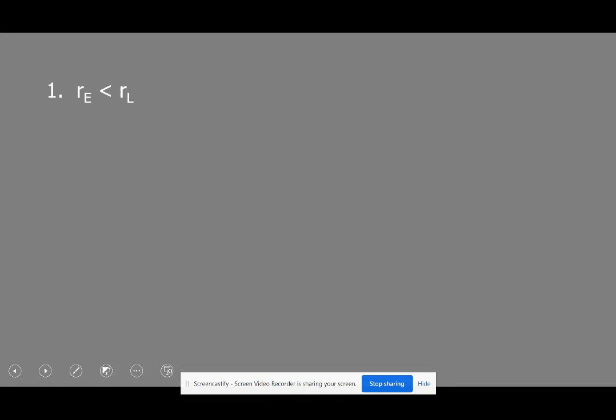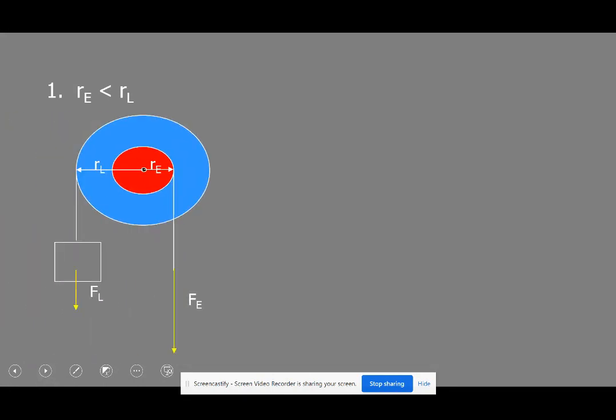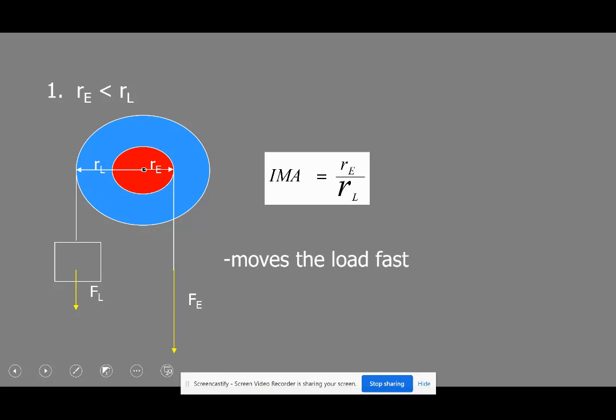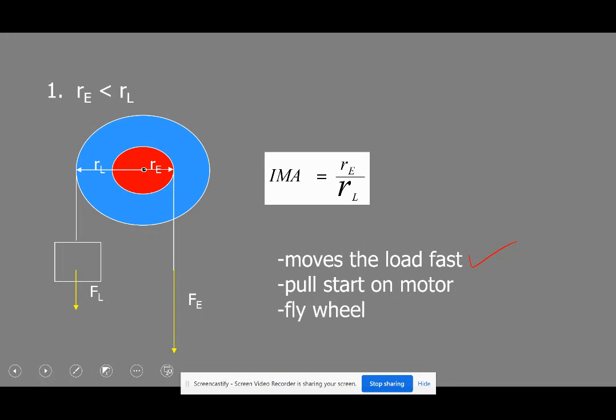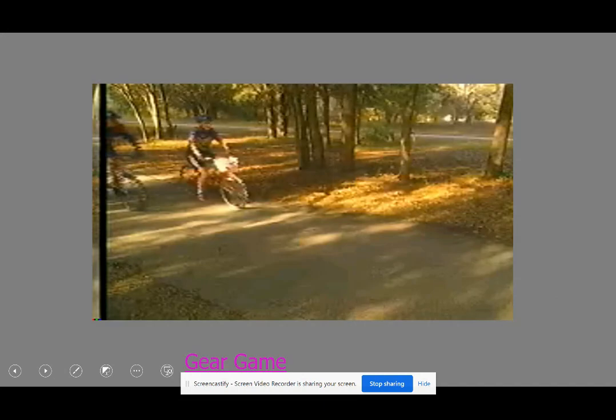If the effort radius is smaller than the load radius, then it moves the load faster, but it's more difficult, like a pull start motor, like a flywheel, like a top. So it moves the load faster, but it is harder. That just means more effort force required to do the moving of it.